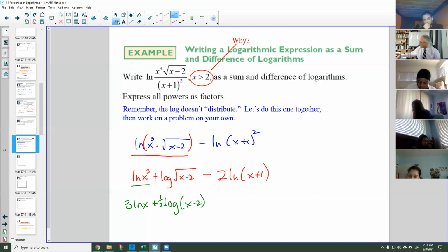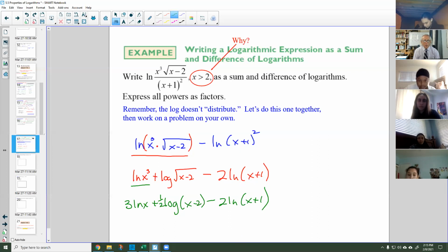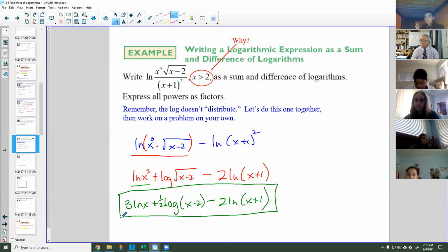And Mia, on this last piece here, is there anything I can do to expand that one? No. That's right. No, that's done. That's as expanded as that's going to get. Well, I think that's my answer right here, ladies. I've expanded this as much as I possibly can.